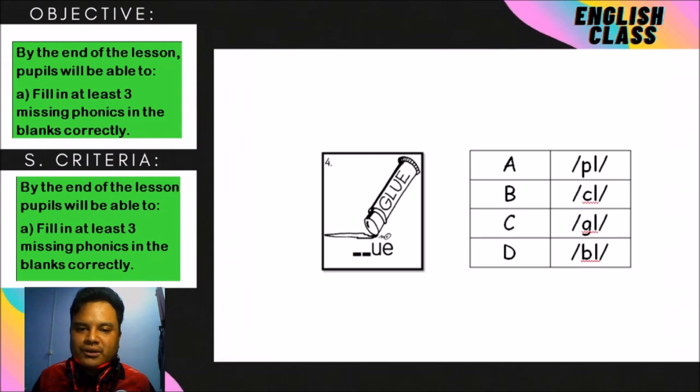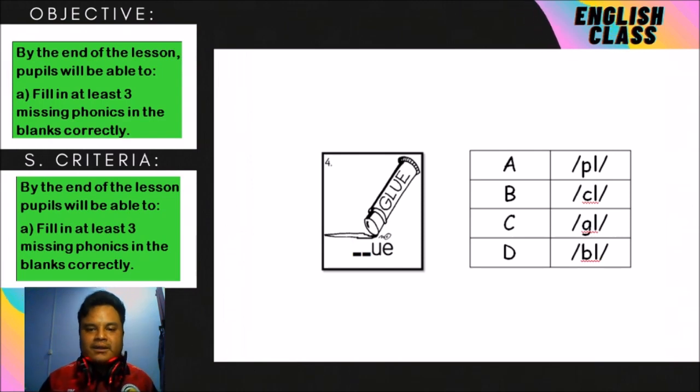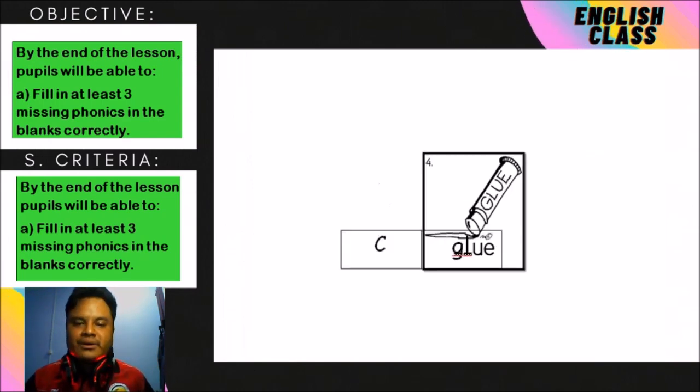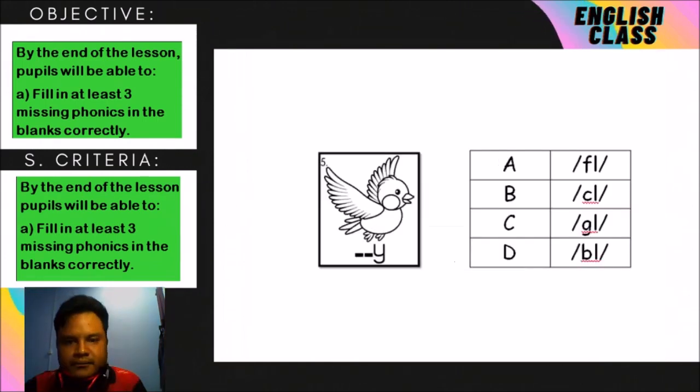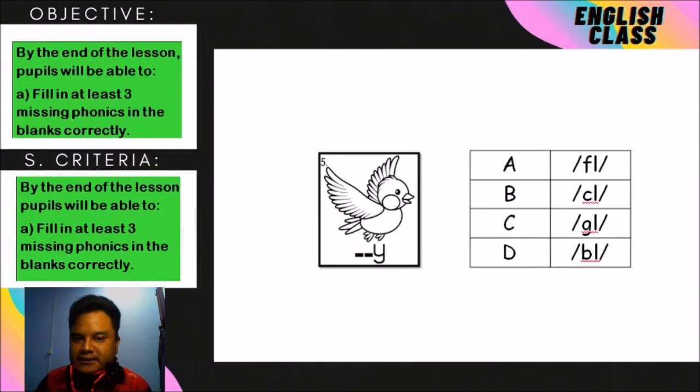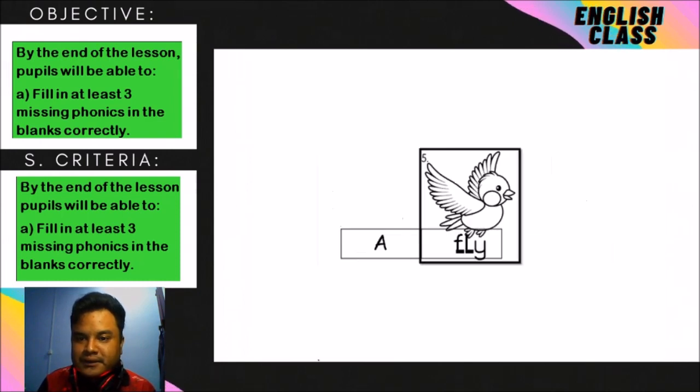Next one. Number 4. Answer is blue. Amazing. Now, let's look at question number 5. Okay, question number 5. What is the answer? Look at the picture. It's a bird. And what is the bird doing? The bird is taking a fly. Okay, A, fly. Good job.